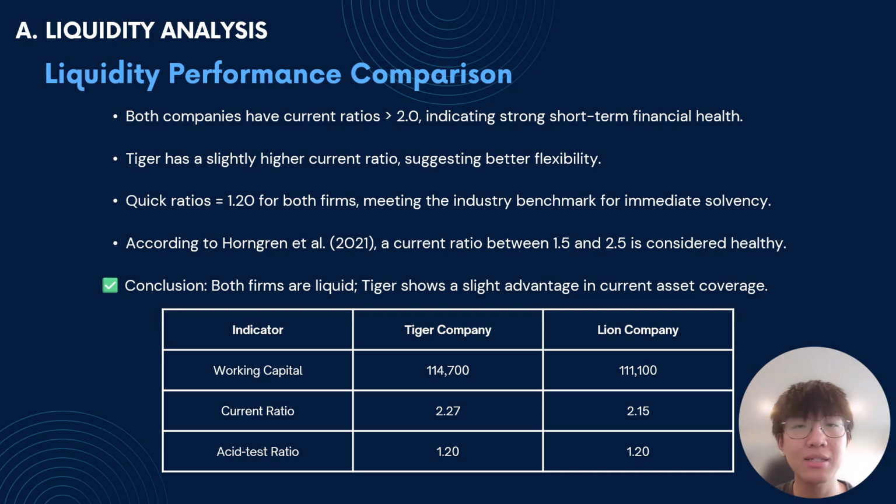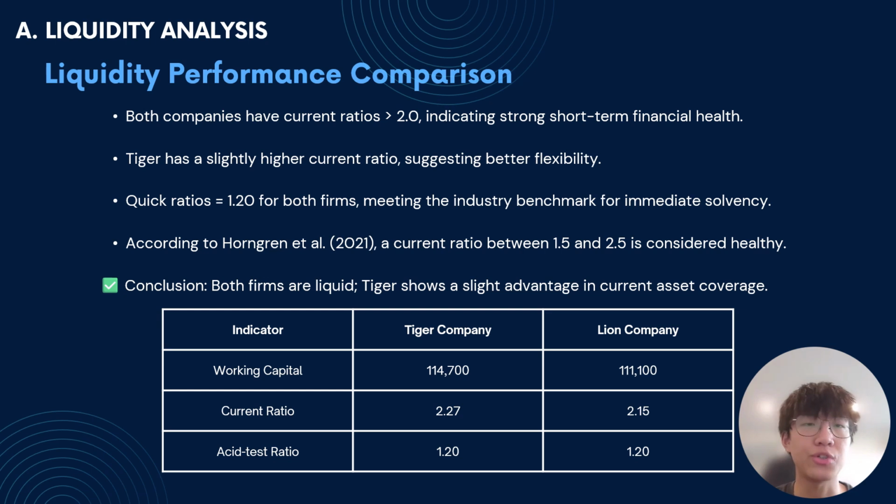As for the acid test ratio, both Tiger and Lion have an identical value of 1.2. This means both companies can meet their immediate liabilities without relying on inventory sales. The value matches industry benchmarks and confirms that both companies are financially sound in the short term.